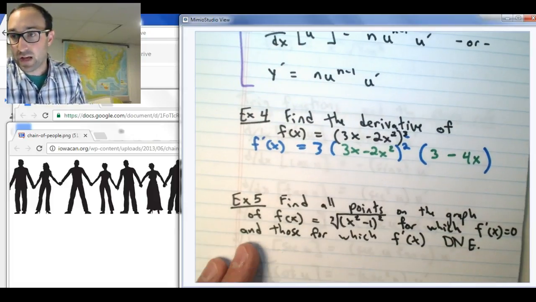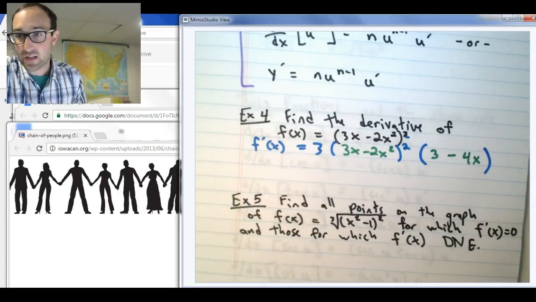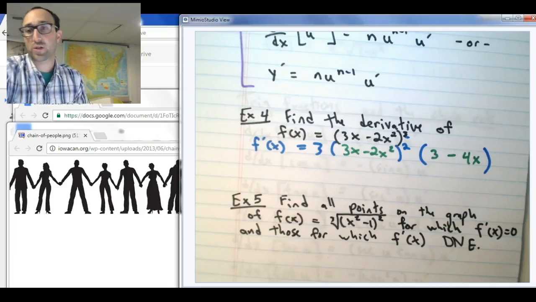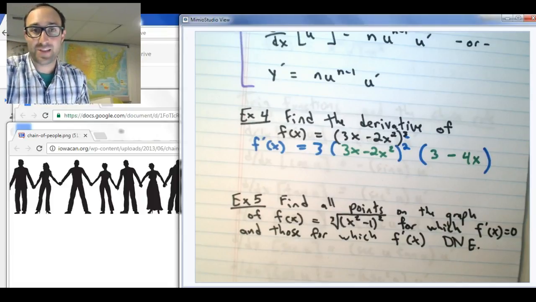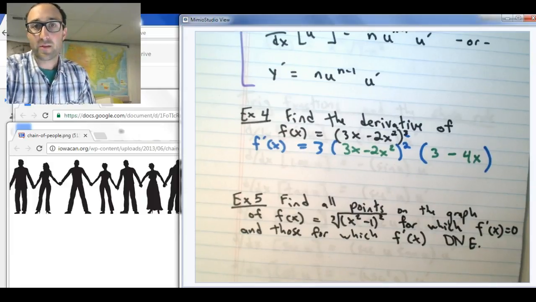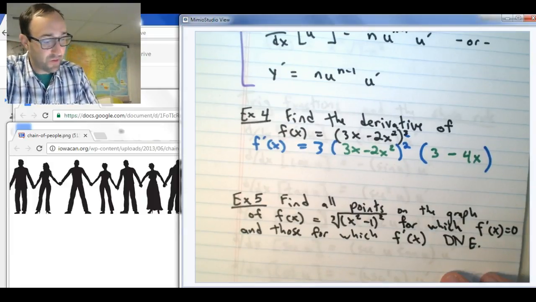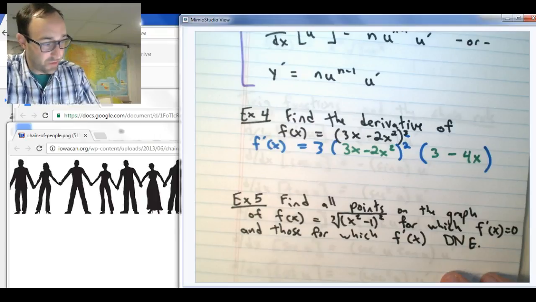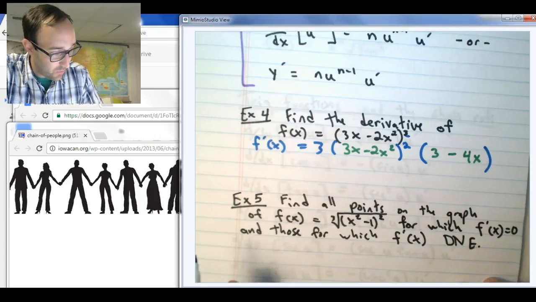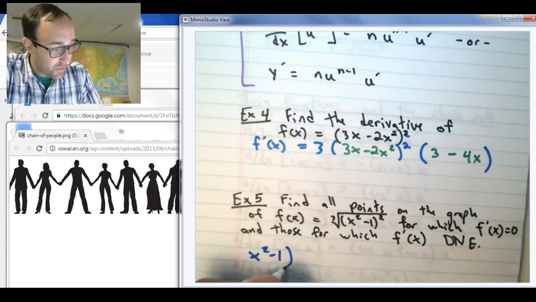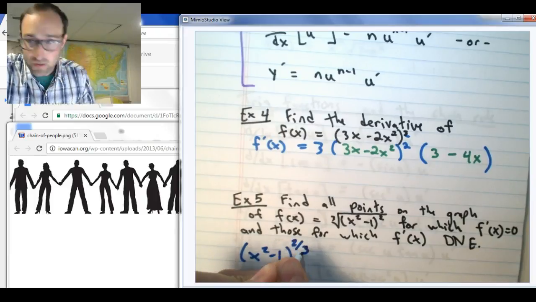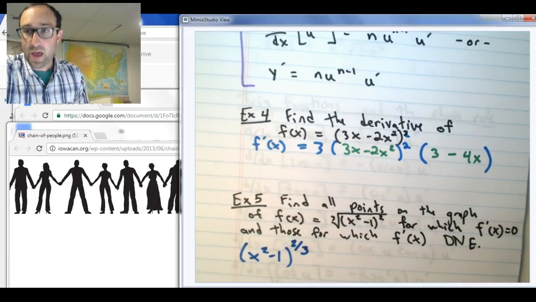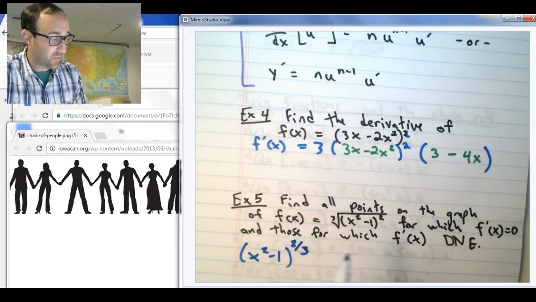Find all points on the graph of f of x equals the cube root of x squared minus 1 for which f prime of x does equal 0, and for those for which f prime does not exist. So the first thing we are going to do is rewrite this. I don't like the radicals. You probably don't either. So we can rewrite this as x squared minus 1 to the 2/3 power. All right, and then we're going to be able to do our chain rule and stuff like that.